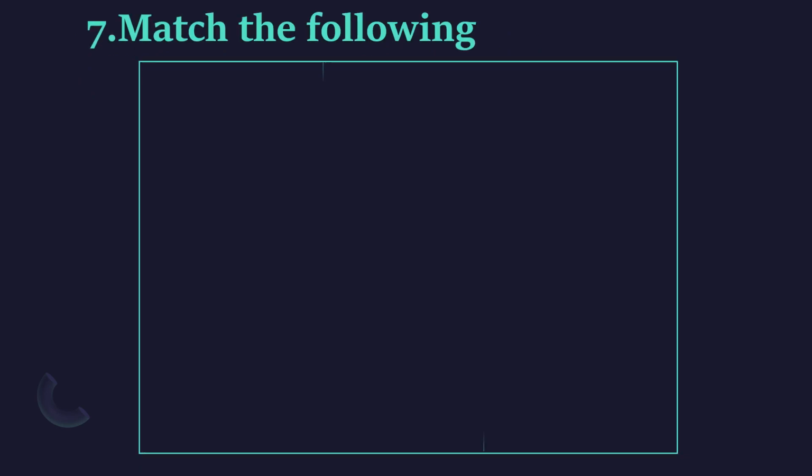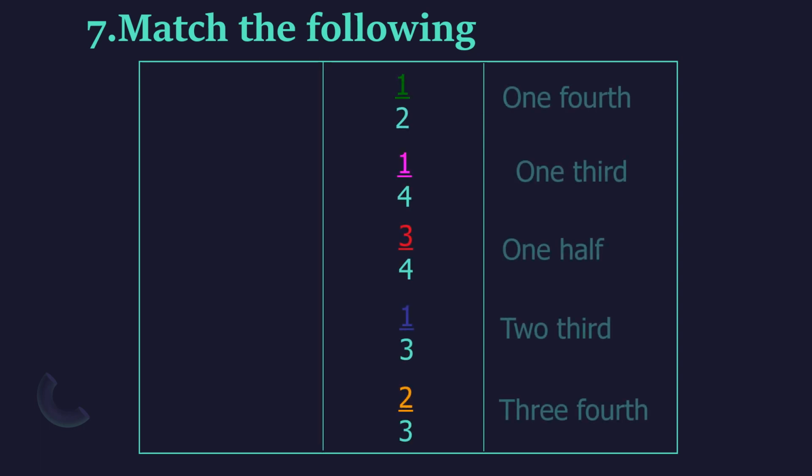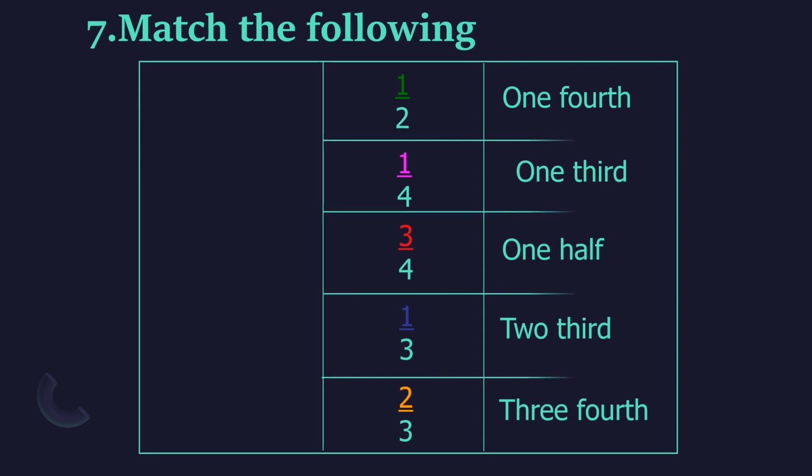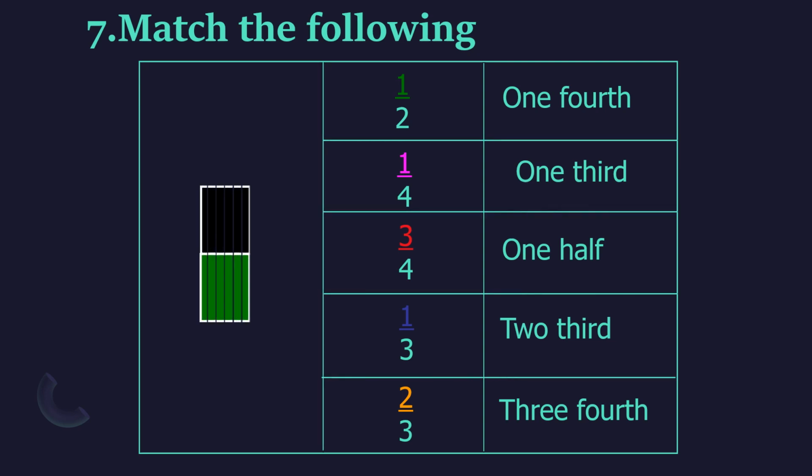Match the following fractions and their number names. So let us draw the picture 1 by 2. That means 2 parts, 1 has been shaded in green color. How will you read 1 by 2? 1/2. Very good. So if 2 is in the denominator we should write half. For the numerator you should write the same number. 1 means 1, 2 means 2, like that. So 1/2.